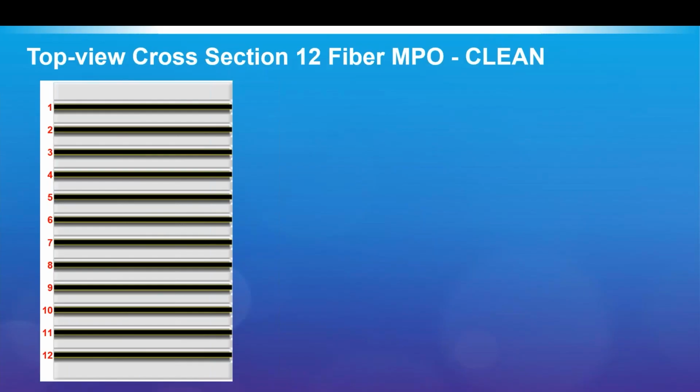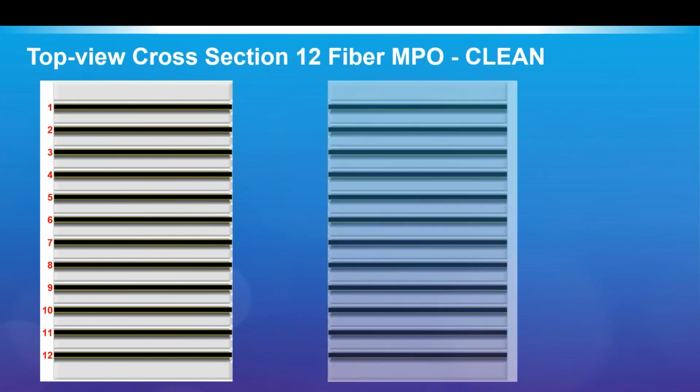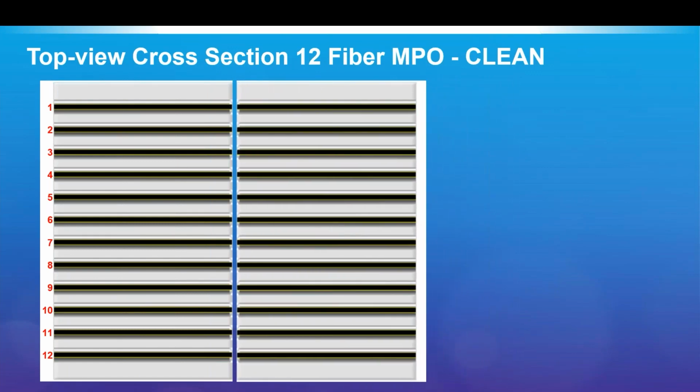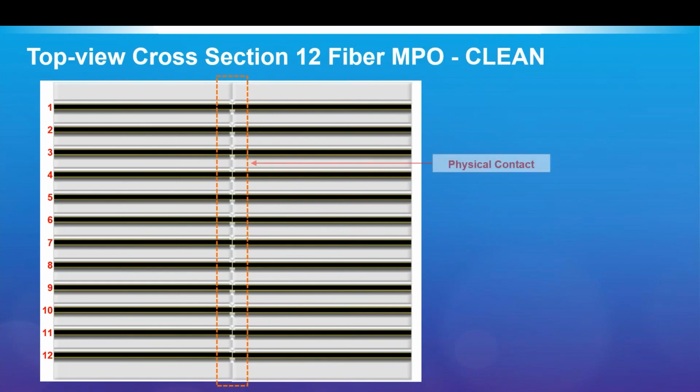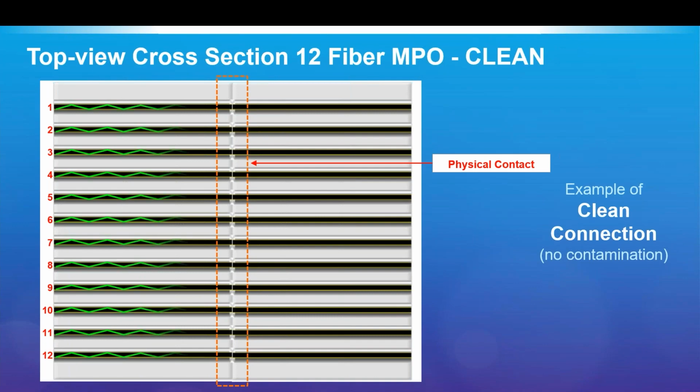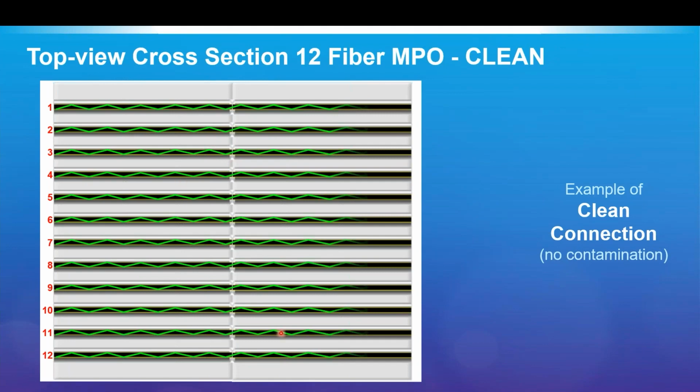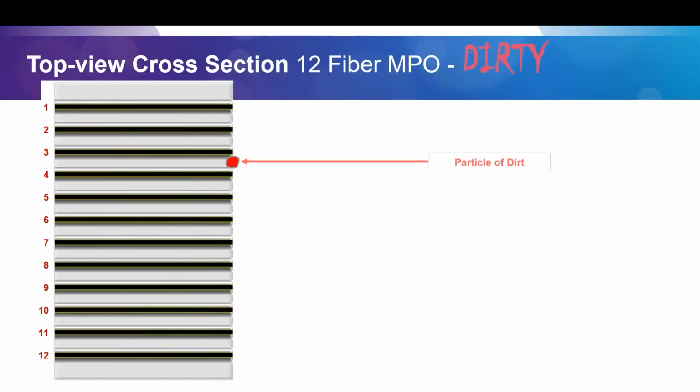So this is just an example of a clean fiber. This is what you want to see. You've got 2 MPO connectors. You've got a good physical contact. Everything's clean. This is your signal coming through. There's no loss or very, very minimal loss because you've got a good connection and everything's clean. So that's what you want to see. That's the perfect world.